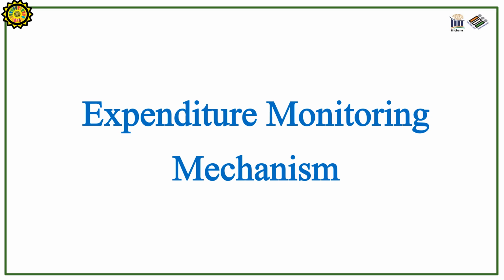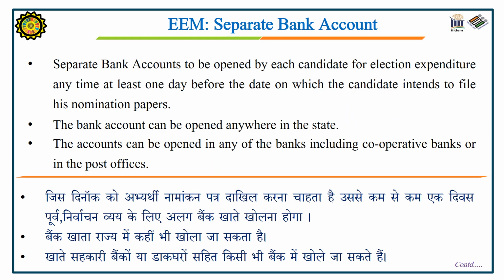Expenditure monitoring mechanism. Separate bank account for the candidate. Separate bank accounts are to be opened by each candidate for election expenditure any time at least 1 day before the date on which the candidate intends to file his nomination papers. The bank account can be opened anywhere in the state. The accounts can be opened in any of the banks, including cooperative banks, or in the post offices.